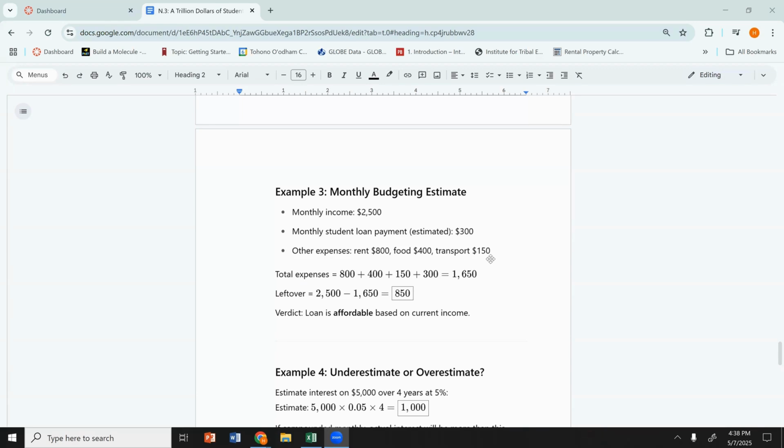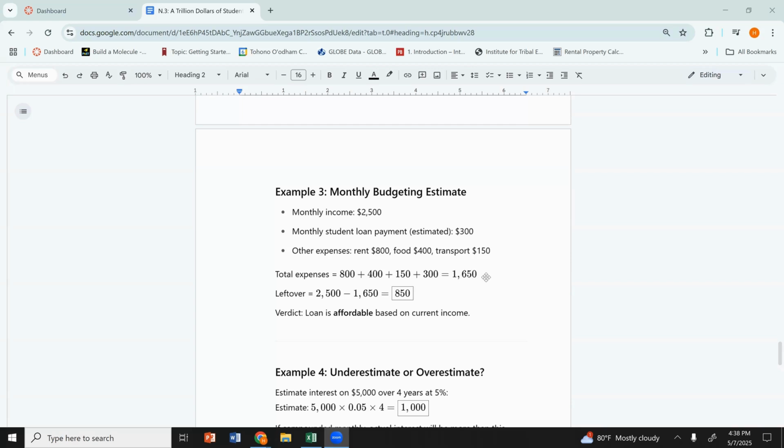So your total expense is all these: food, rent, plus your transportation, plus your student loan payment. So your total expense is 1,650. Okay, so that's what you have to pay no matter what every month. So the leftover, if this is your income, 2,500, we're just making some budget estimate here. You're earning 2,500 and your total expense is 1,650.